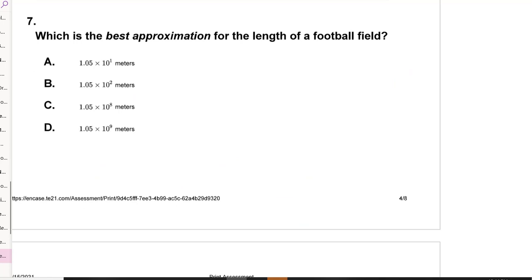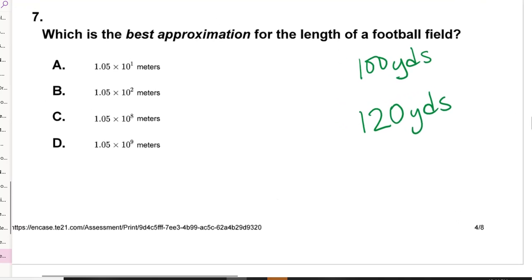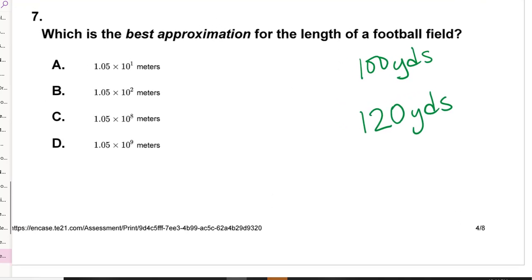If you're talking about from end zone to end zone, it would be about 100 yards. But if we include the end zone, that would be 120 yards. Now, a meter and a yard are roughly the same. Remind me tomorrow and I will show you a meter stick. I think I have a yardstick, and I can show you the difference between them.